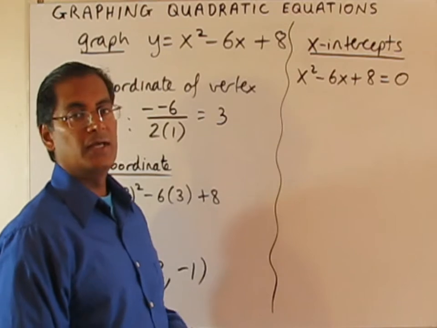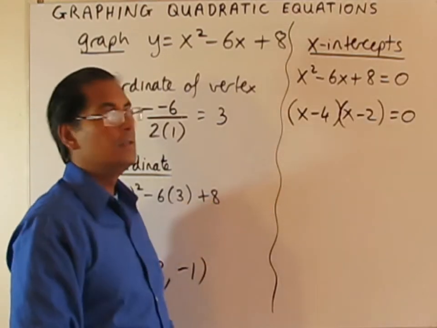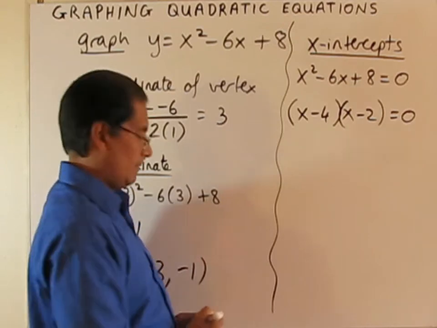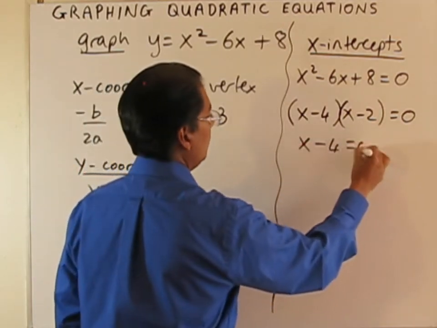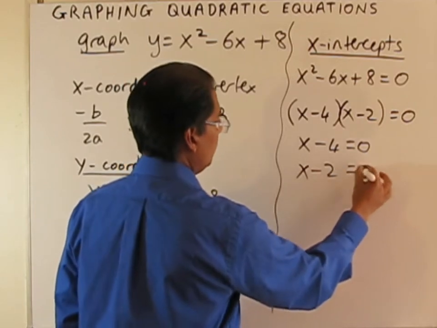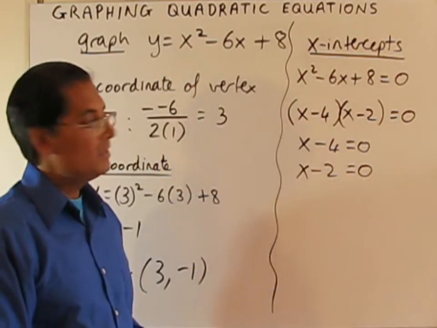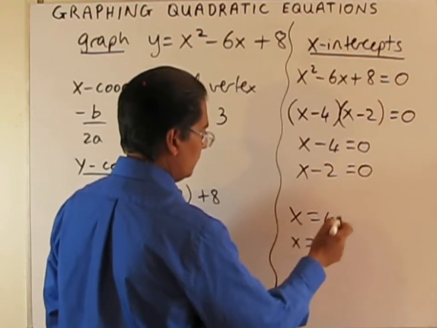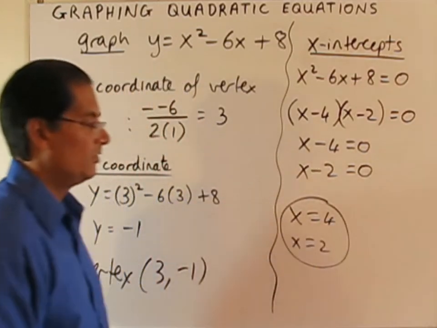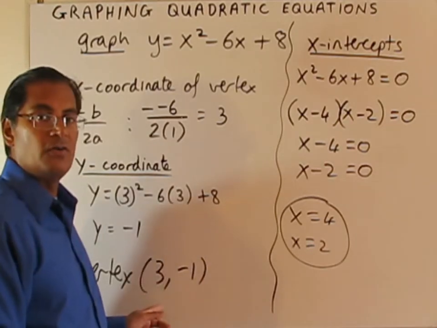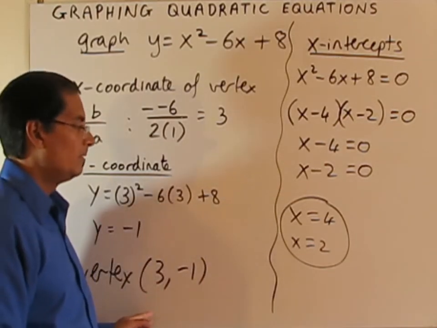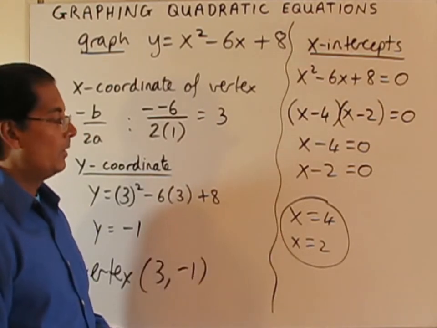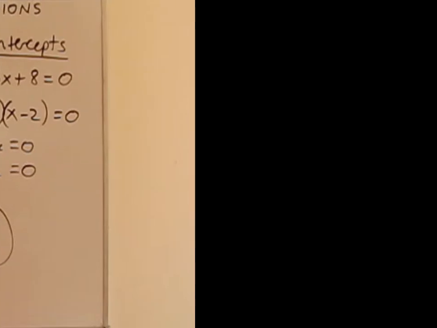If we factor this, we get x minus 4 times x minus 2 equals 0. And so that tells me that x minus 4 is 0 and x minus 2 is 0 by the zero factor property. And so that means that x is equal to 4 and x is equal to 2. These are my x-intercepts. So we have a vertex of 3, negative 1, and we have x-intercepts at 4 and 2. So we're going to put this all together in a graph.